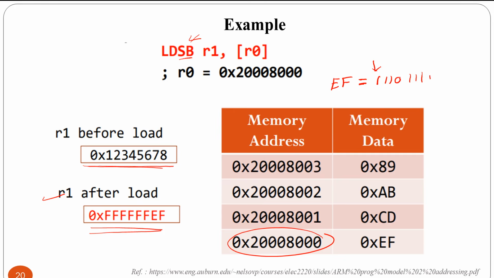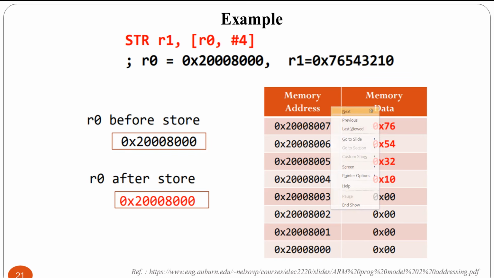Now this MSB represents the sign of this particular number, which is nothing but 1. As this is a signed number, we must put this MSB bit in the remaining positions, or we must fill all the remaining bits with this MSB bit only. So that's why we get FFF in the remaining sections.